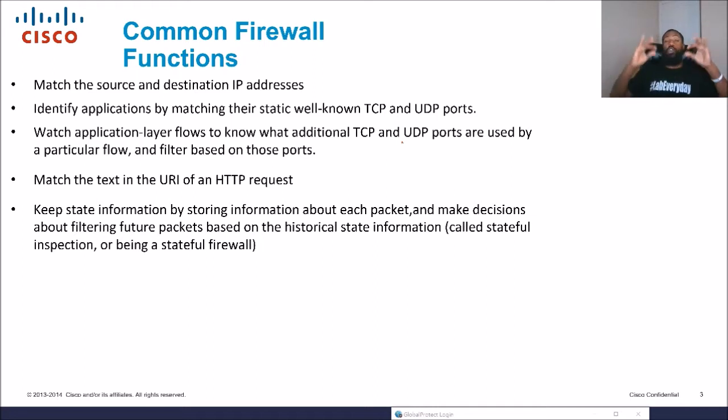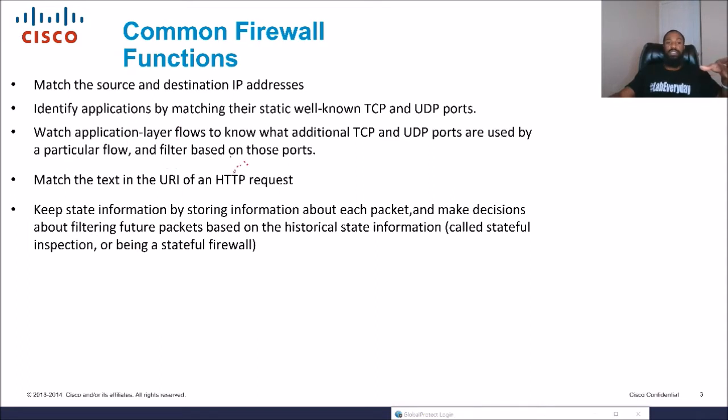So all these protocols have different port numbers. The firewall will use those port numbers to make the decision on whether to allow or deny that traffic going inbound or outbound. It will watch application layer flows to know what additional ports are being used by a particular flow. Basically, it makes that decision by looking at port numbers and applications, etc.